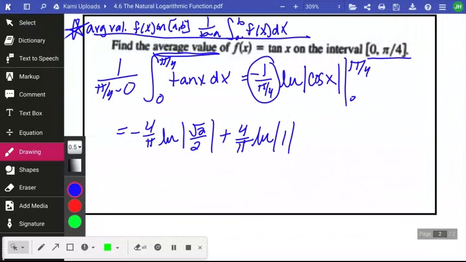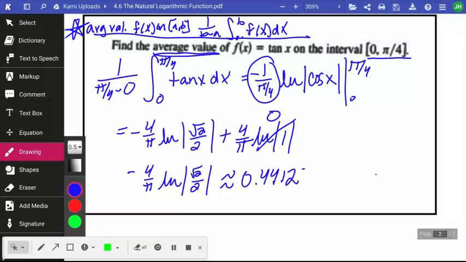So I have this. Reminder, though, that natural log of 1 is 0, which means 4 over pi times 0 is 0. That whole term is going to be 0. And I'm left with negative 4 over pi, natural log absolute value, root 2 over 2, which is approximately 0.44127.